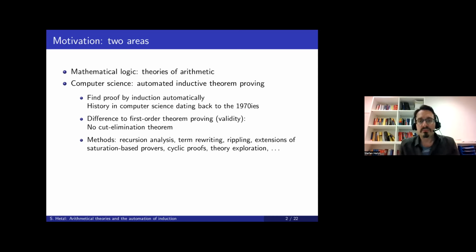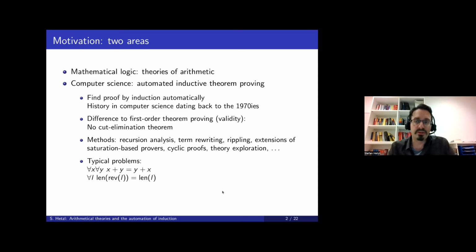Since this is a quite difficult problem, many different methods have been developed, with different algorithms and different implementations. I'm not going to say much about this here, just to mention a few names. One is recursion analysis, term rewriting, rippling. I will say a little bit about extensions of saturation-based provers and about cyclic proofs, and also approaches like theory exploration that, so to say, don't start from a particular goal, but rather from the axioms and see what kind of things they can prove from these axioms.